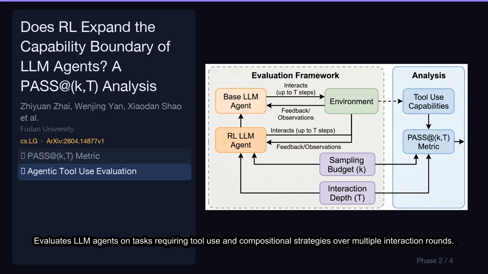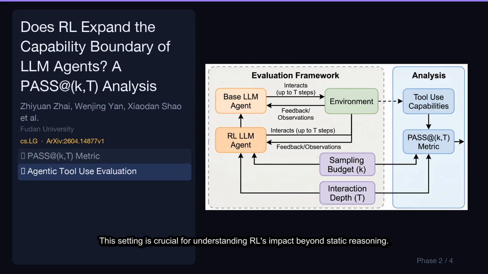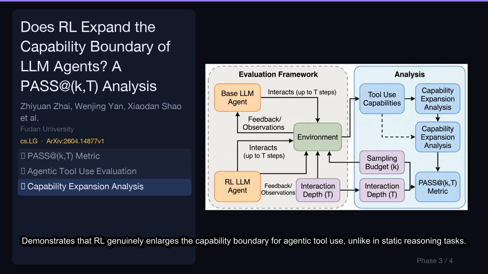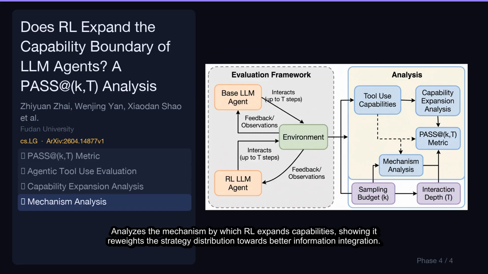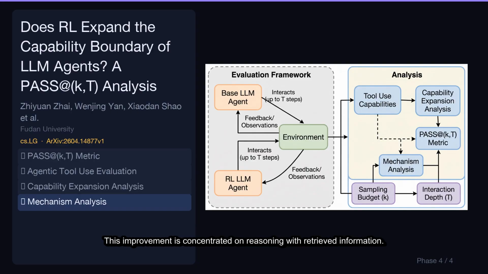Evaluates LLM agents on tasks requiring tool use and compositional strategies over multiple interaction rounds. This setting is crucial for understanding RL's impact beyond static reasoning. Demonstrates that RL genuinely enlarges the capability boundary for agentic tool use, unlike in static reasoning tasks. The RL agent's performance curve surpasses the base models as k increases. Analyzes the mechanism by which RL expands capabilities, showing it reweights the strategy distribution towards better information integration. This improvement is concentrated on reasoning with retrieved information.